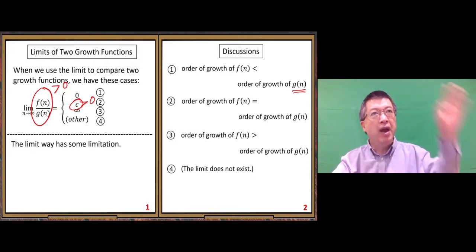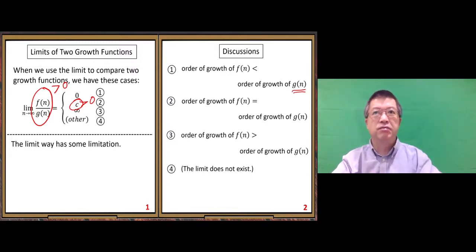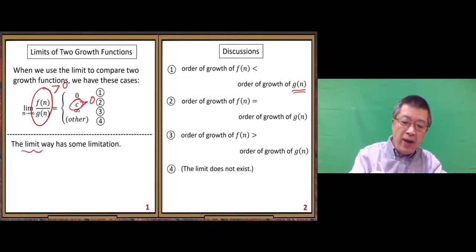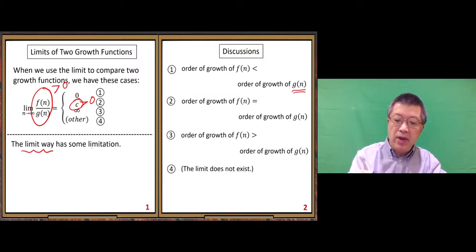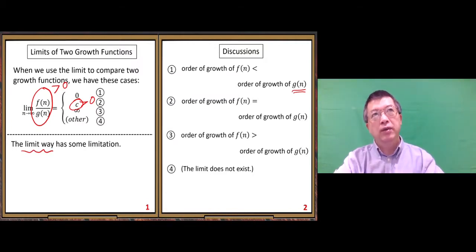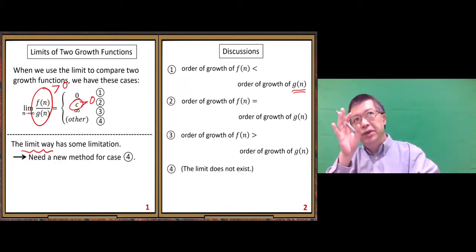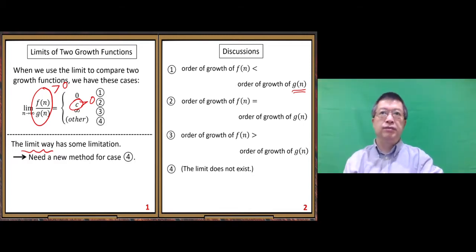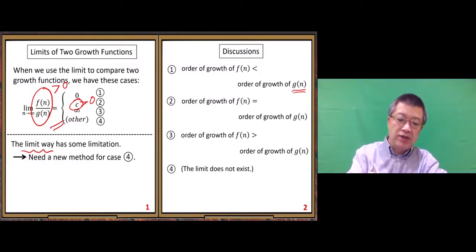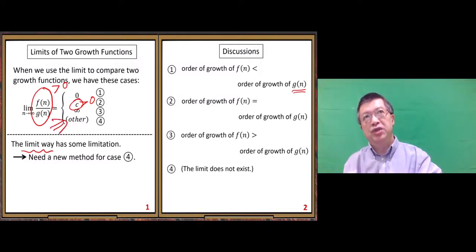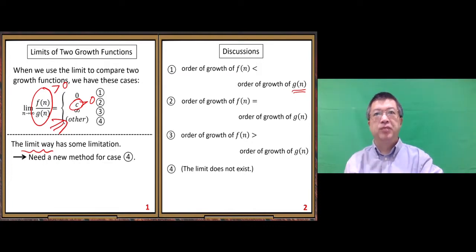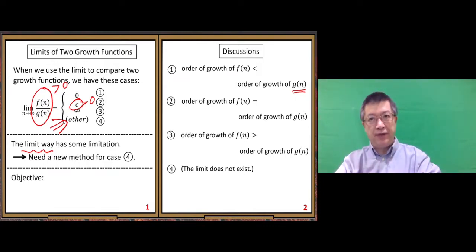Can we still compare the two growth functions? We can still compare. That only tells us the limit way is limited. It tells us that. But we can use a non-limit way, right? We try to find a new method to give us a solution for case 4. So next, we need to look at that method.